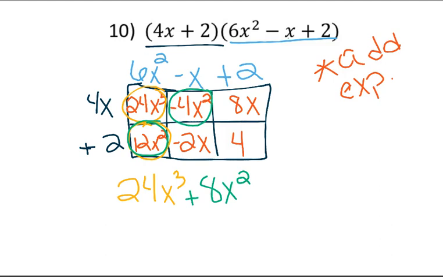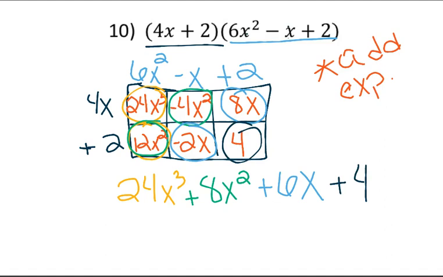Next two numbers are, as I have a negative 2x and a positive 8x. If I combine those, that'll be 6x. And my last one is plus 4. Nothing to combine it with, so I just bring it down. So that's what you do for multiplication.